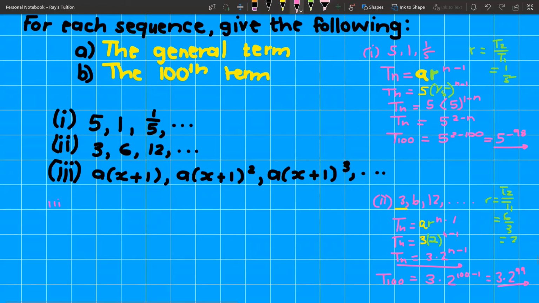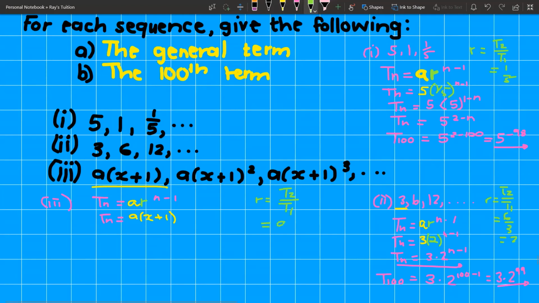Now the third one. This freaks out a lot of people when they see variables and alphabets, but the process stays the same. We have Tn is equal to our first term, A, times R to the power of n minus 1. Again, we're going to do the exact same steps where we substitute A and R. A is our first term, so it's A times x plus 1. And R is our common ratio, so we can get it by dividing any term by the previous term.